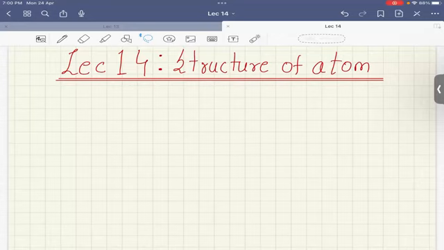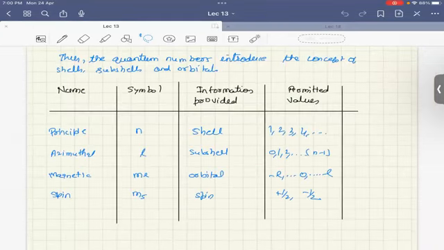In the previous class, we have seen about different quantum numbers, right? Principal quantum number, azimuthal quantum number, magnetic quantum number, and spin quantum number. We have also studied their symbolic representation, what each quantum number stands for in detail, and how with the help of these four quantum numbers we can uniquely determine or describe the electron, right? And we have also seen the maximum and minimum values of these quantum numbers.